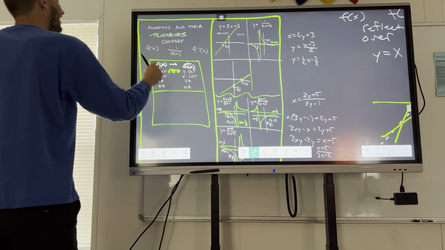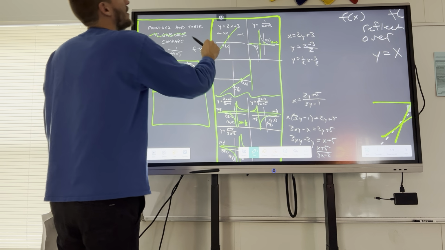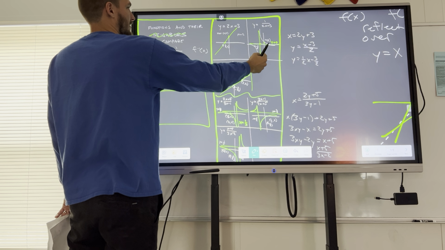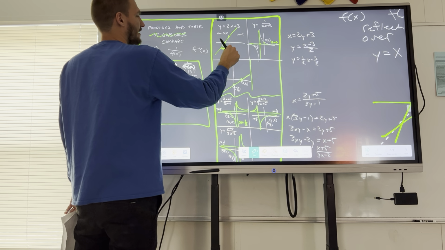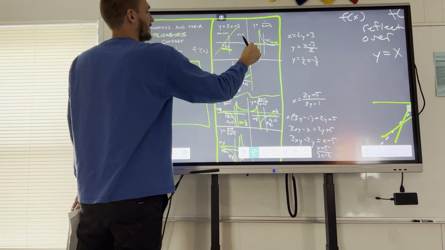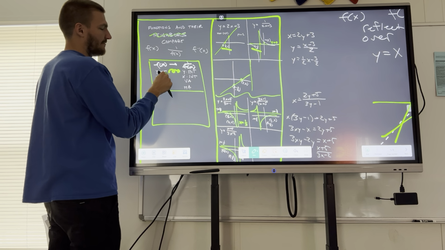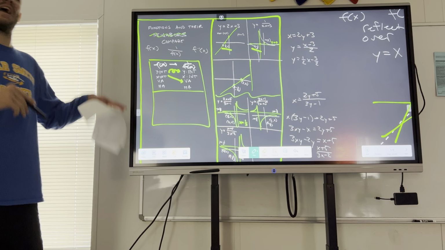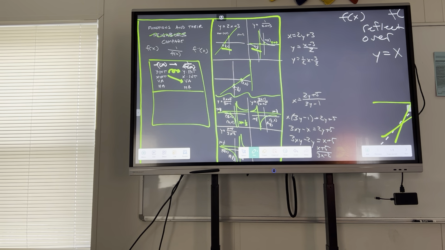What happens to the x-intercept of the original, which was negative 3/2? Where does that show up on the 1 over f of x? Negative 3/2 here, negative 3/2 here. I'm going to draw a line from the x-intercept to the vertical asymptote because our x-intercept turned into our vertical asymptote.